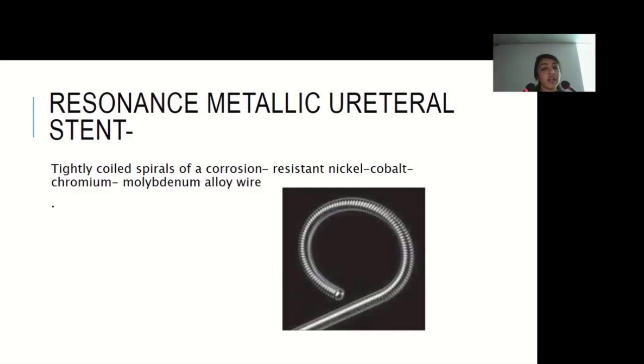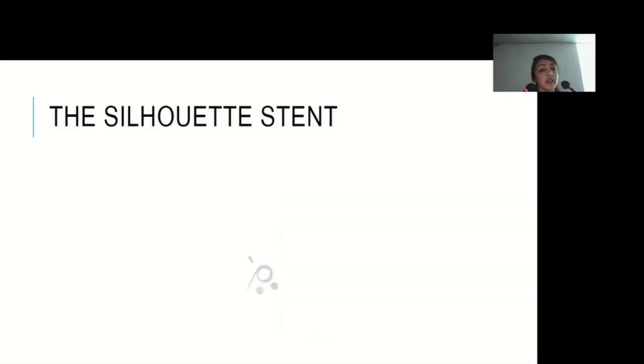Then the second one, we have a resonant metallic ureteric stent. The difference between both is that this is tightly packed with coils. These coils help in the flexibility of the stent, as well as make the stent resistant to extrinsic compression. They are made up of nickel, cobalt, chromium, and molybdenum alloy wire, having excellent flow characteristics compared to the usual polyurethane, but it induces patient symptoms more than polyurethane stents.